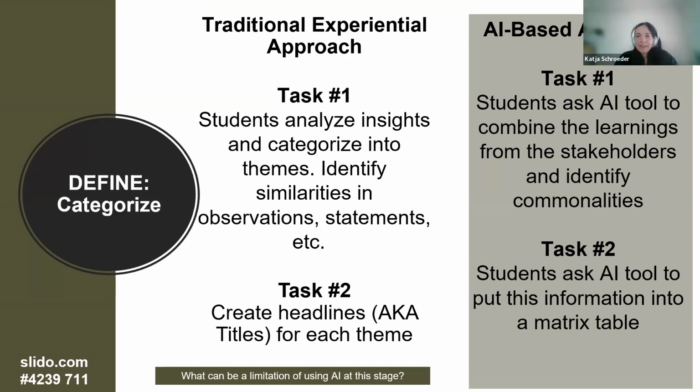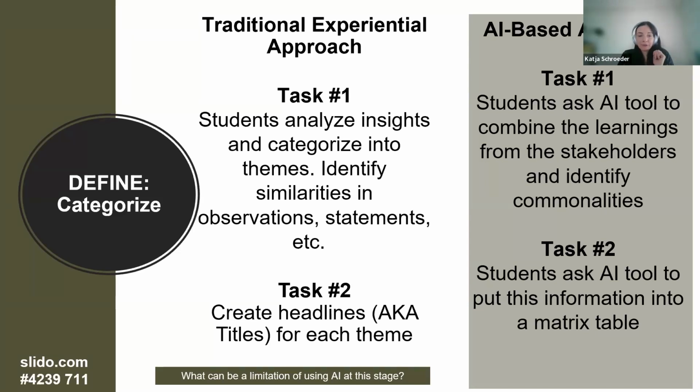Gotcha. So for the AI tools, they can be used to synthesize and combine some of the learnings from the stakeholders to identify commonality, differences. They can also help students to put it into a matrix table. ChatGPT has these capabilities, for example. I also use Microsoft Copilot for that. So they can actually use that to really slice and dice the information they have based on different keywords and themes that they want to discover for their project.